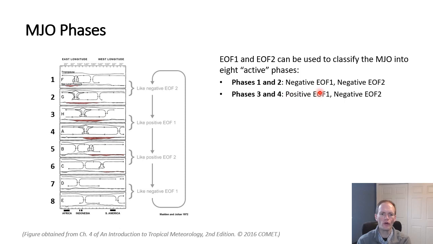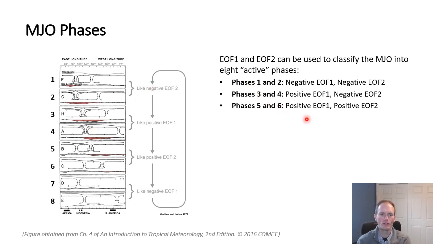Phases 3 and 4 are like the positive sense of EOF1, just like we saw on the previous slide, but negative EOF2, so the opposite of what we saw on the previous slide. So this would imply convection enhanced in the maritime continent region, but not so much as you get out into the Pacific Ocean. And in fact, that's what we see with these two positive convective anomalies here between about 100 and 140 degrees east longitude, roughly the longitudes of the maritime continent.